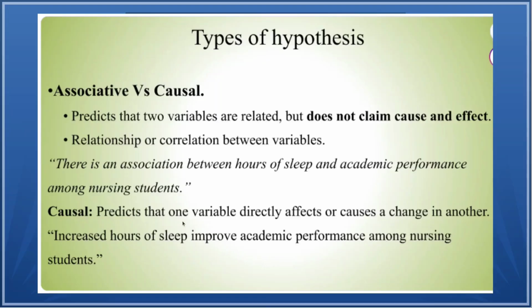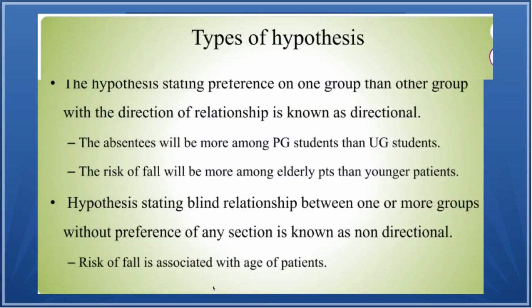Causal predicts that one variable directly affects or causes a change in another. Increased hours of sleep improve academic performance among nursing students. Okay, so you are guessing increased hours of sleep. So if sleep is sufficient, your focus and concentration will be good, so that your academic performance will be good. So like that, this is the causal hypothesis.